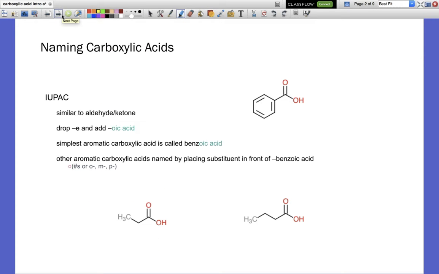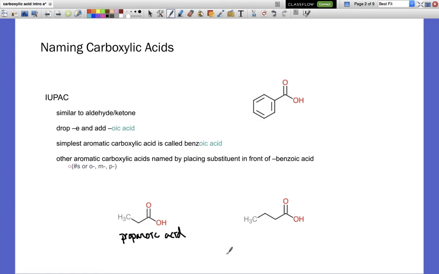So naming carboxylic acids, right? Two different systems as always. There's the IUPAC system. There's common names that you can use. But we're going to start with IUPAC here. So if you look at the examples at the bottom of the screen, right? If I have 1, 2, 3 carbons in this example, I'm still going to use my same prefix as always. I'm going to call it a propane. I'm just going to drop the E and I'm going to throw an oic acid at the end. And now it's a carboxylic acid.